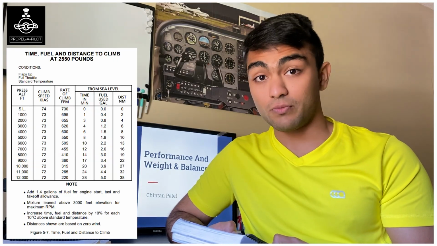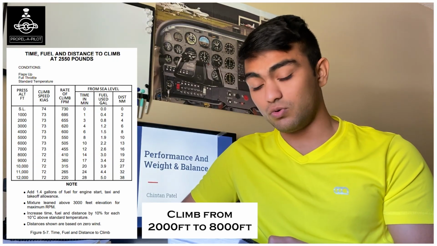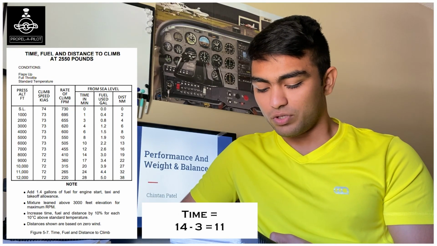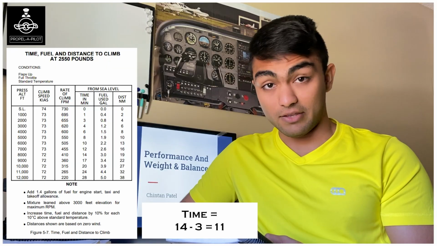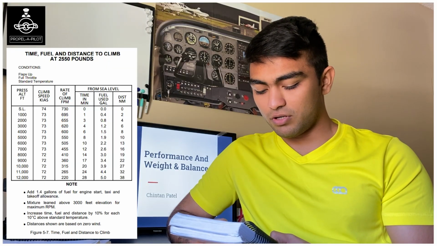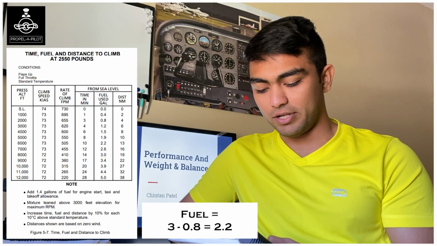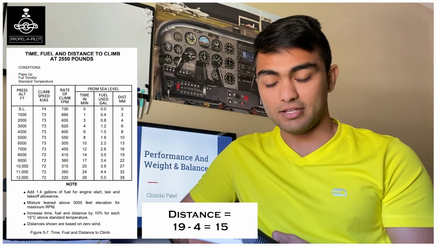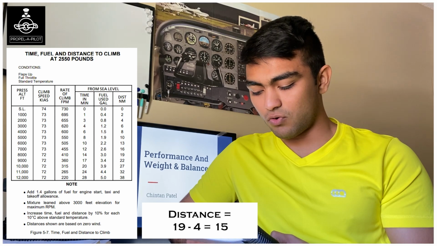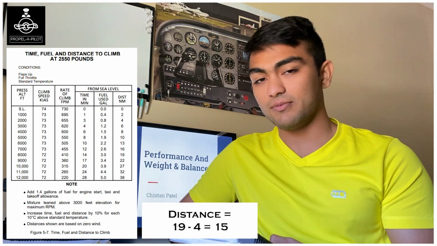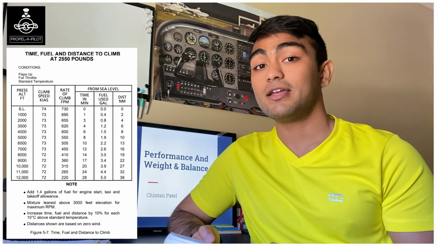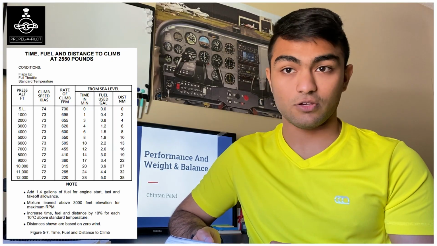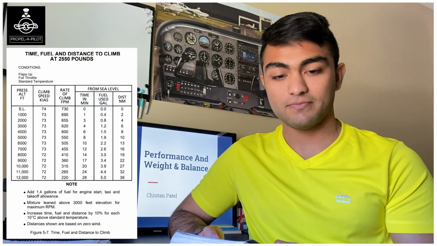So for the climb from the airport at 2000 to an altitude of 8000, my time would be 14 minus 3, 11 minutes. Fuel required would be 3 minus 0.8, 2.2 gallons. Distance I need is 19 minus 4, that is 15 nautical miles. This is my time, fuel and distance required to climb from 2000 to 8000. That is how you use the chart.